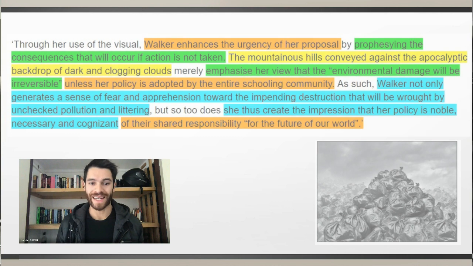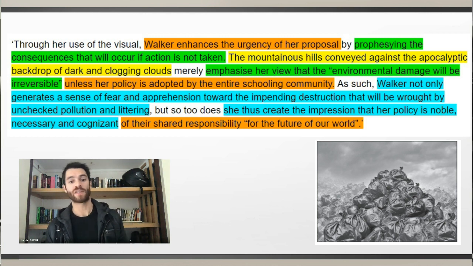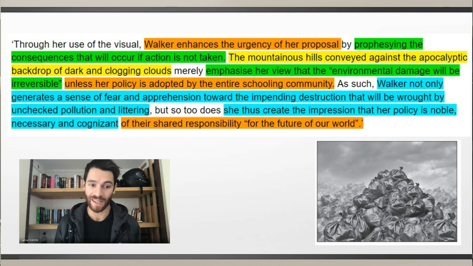So the sample reads, "Through her use of the visual, Walker enhances the urgency of her proposal by prophesying the consequences that will occur if action is not taken. The mountainous hills conveyed against the apocalyptic backdrop of dark and clogging clouds merely emphasize her view that the environmental damage will be irreversible unless her policy is adopted by the entire schooling community. As such, Walker not only generates a sense of fear and apprehension toward the impending destruction that will be wrought by unchecked pollution and littering, but so too does she thus create the impression that her policy is noble, necessary, and cognizant of their shared responsibility for the future of our world."